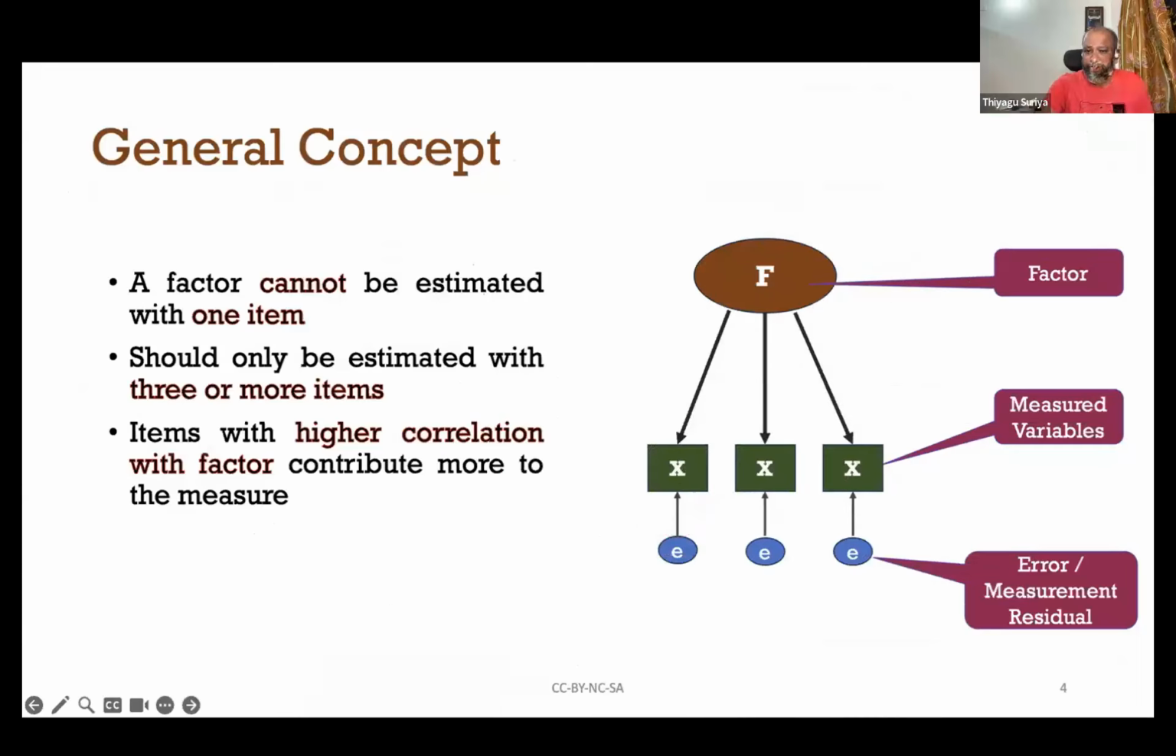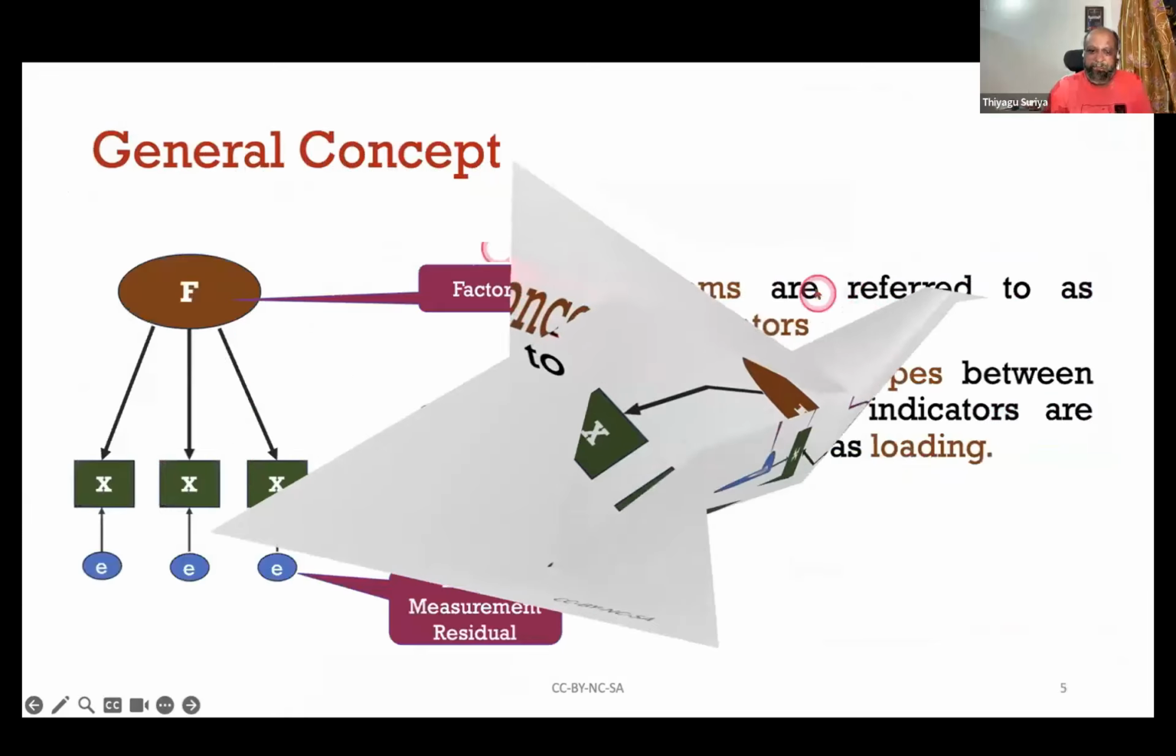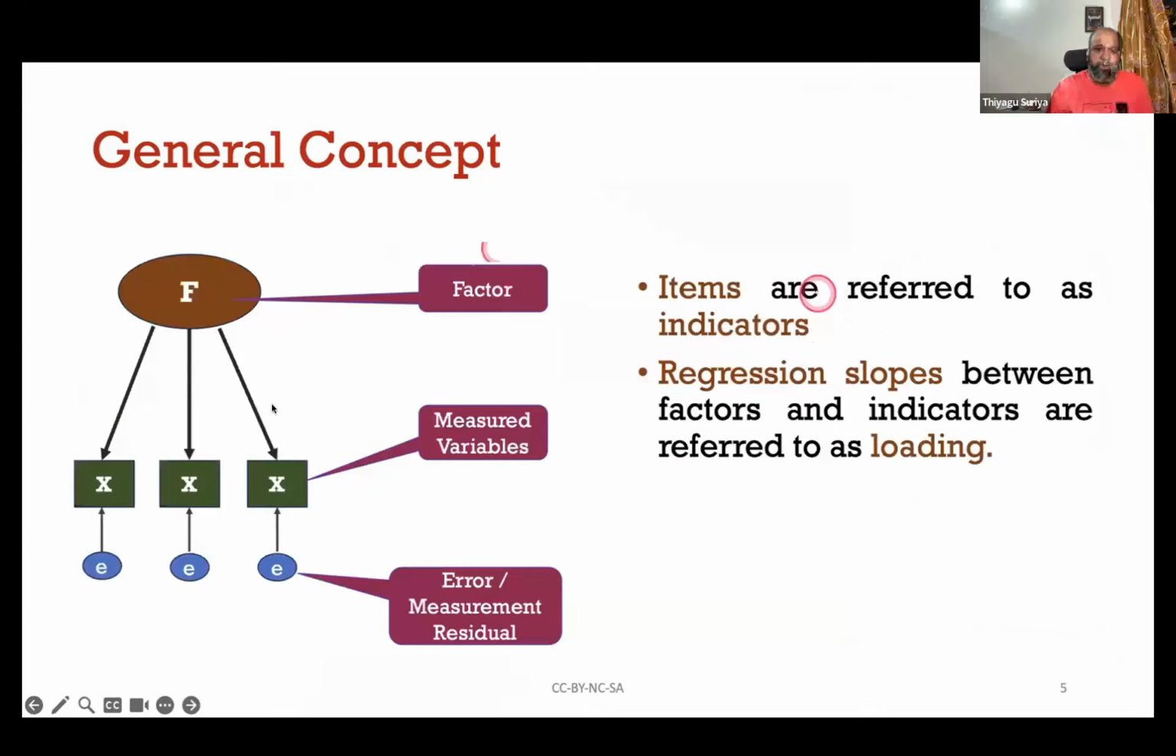Now I'm just giving a small overview of this path. It's like a path diagram. Basically, it's called a path diagram. This is a factor, F for factor, right? Normally it's called a latent variable. We may call it a latent variable also.